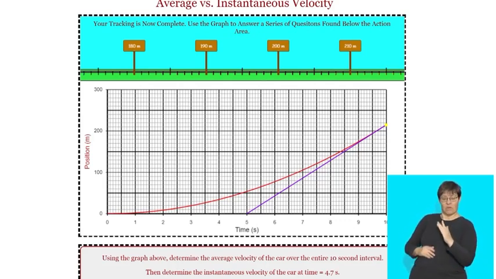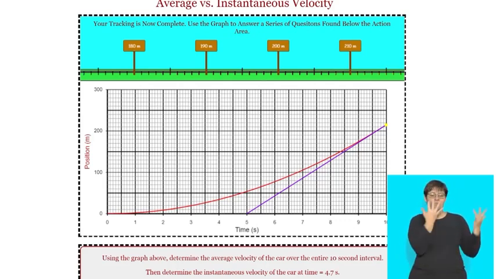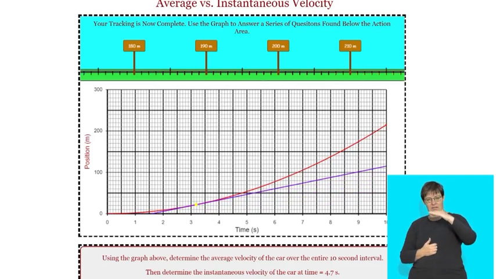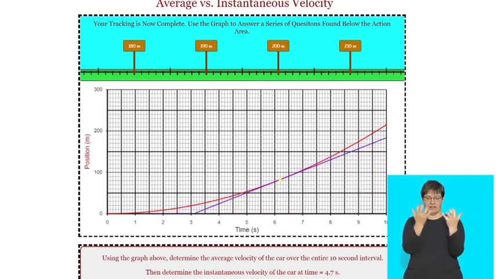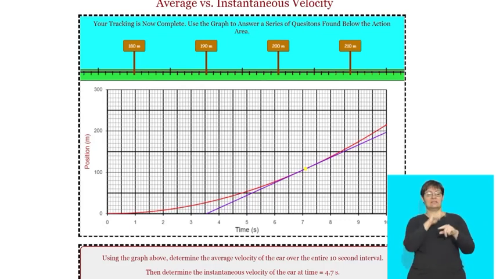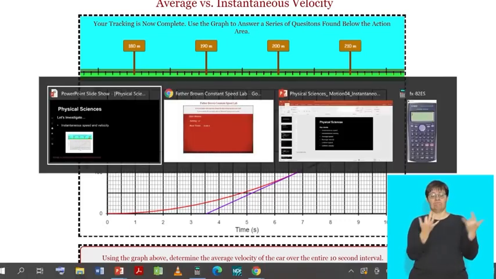To calculate the average, what we could do is work out the gradient at every second, every point of this graph, calculate all those gradients, then add them all together and divide by however many we calculated. But let's be honest, that's a lot of work. It's just easier to take total distance divided by total time. You'll get exactly the same answer. Let's do some calculations on this though.